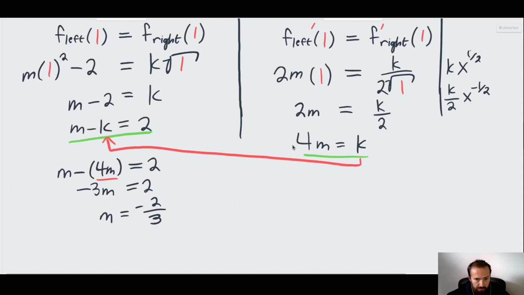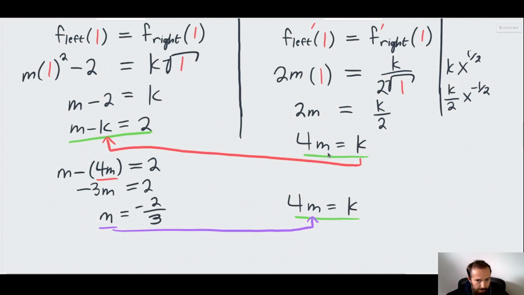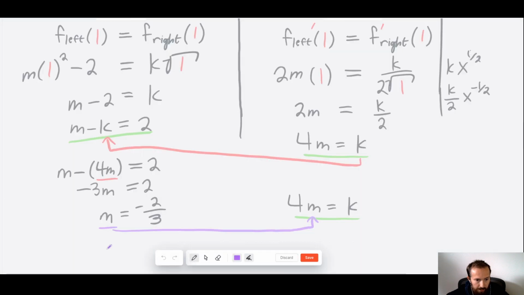And then there are a couple ways that you can find the other one. So for example, you could just take this value, and this would probably be the easiest. You could also do it over here, but the easiest would probably be to plug that in. Now that we know what m has to be to make both of these true, we can plug that in here, and hopefully it makes sense that k would have to equal negative 8/3, basically 4 times this, negative 8/3.